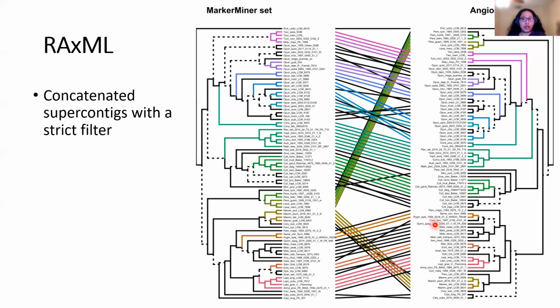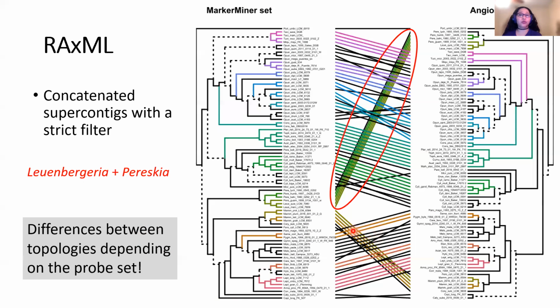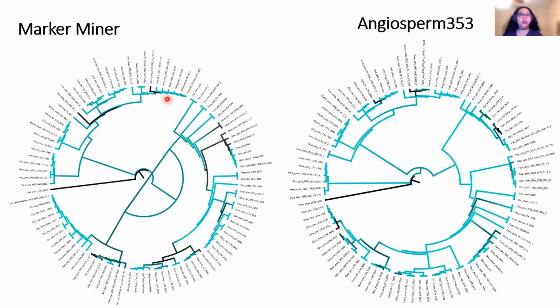Here you can see that there are differences, but the main one that I want to point out is the Leuenbergeria-Pereskia clade, here marked in red. On the Marker Miner set, you can see that it is inside another clade, sister to Cactoideae, while in Angiosperm 353, it's sister to the rest of Cactaceae, in a similar way to what we observed in the chloroplast genome tree. So there are differences between the sets depending on how you use them.